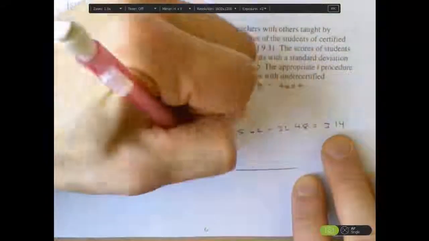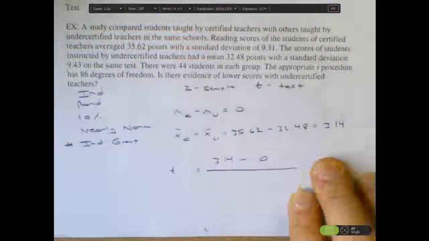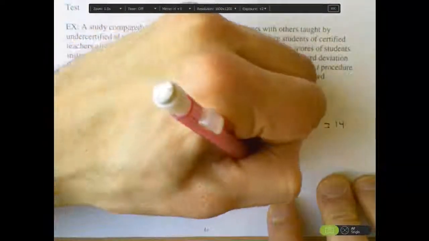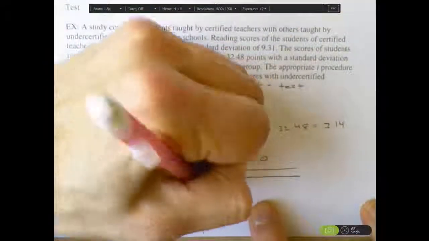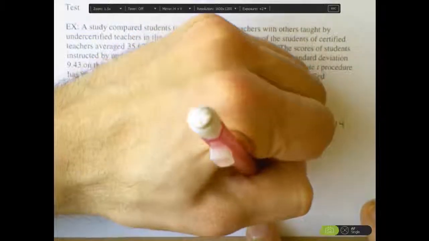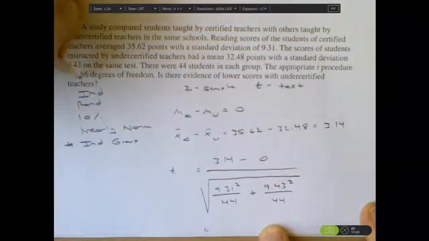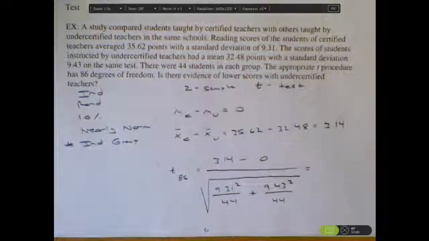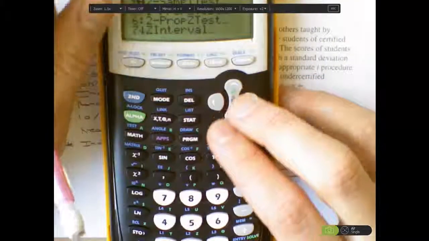My sample statistic, 3.14, minus my population parameter, 0, over my standard error. So it's going to be the standard deviation of the certified group squared divided by the sample size, 44, plus the standard deviation squared from the second group divided by 44. And actually they told me it has 86 degrees of freedom, so I can fill that in now. Okay, so we're going to go to the calculator. We're going to do 2-sample t test.